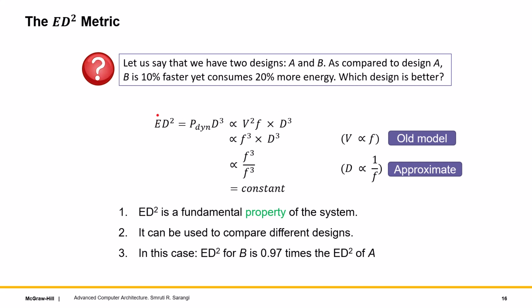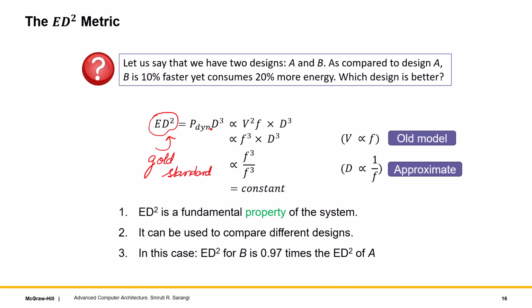That's why an ED square metric is used, which is a baseline, a gold standard for comparison. Let me write it down. It's a gold standard. I'll tell you in a second why. For the sake of simplicity, let's get rid of a lot of rigor here. We'll make some simplistic assumptions. So ED square is essentially the dynamic power times delay cubed. Energy is nothing but power into the duration of the program that it executes. So let the duration be D for duration.